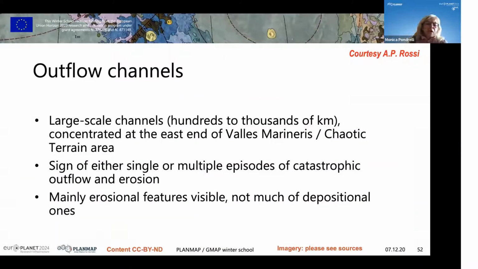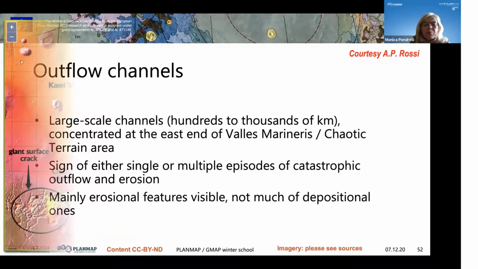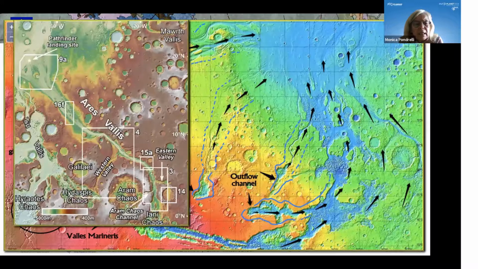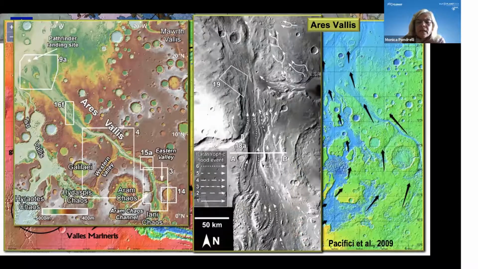On Mars, these features are huge as well, large-scale channels. There is the sign of multiple episodes of catastrophic floods, or sometimes just one flood. This is the place where they are mostly concentrated. They are often associated to chaotic terrains. If you look at an example in Ares Valles, we see that the morphologies are very similar to the ones on Earth.